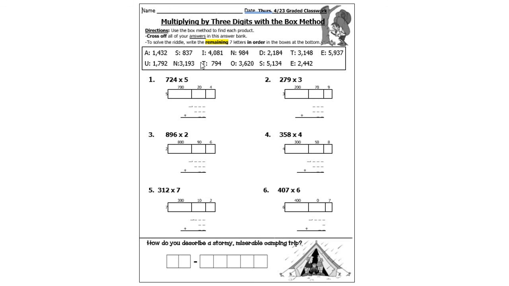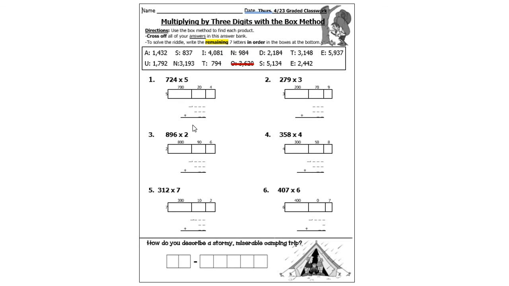I do want to take a moment to explain to you how to get the answer to your riddle. It's a really cute one, and I came up with it myself. But to solve it, it's a little different than ones we've done before. The directions tell us that once you get an answer, you actually cross it off in the answer bank.